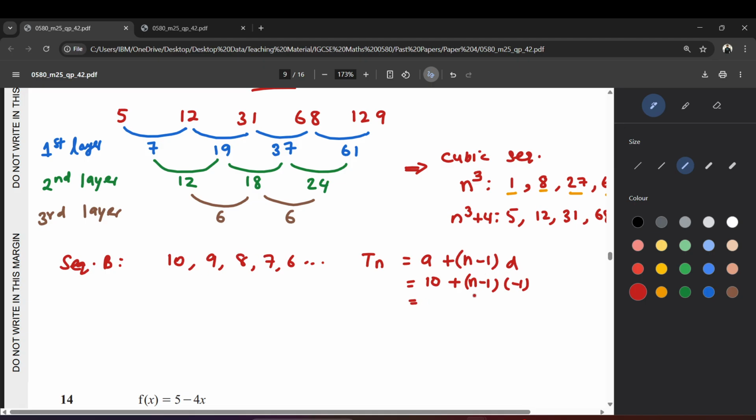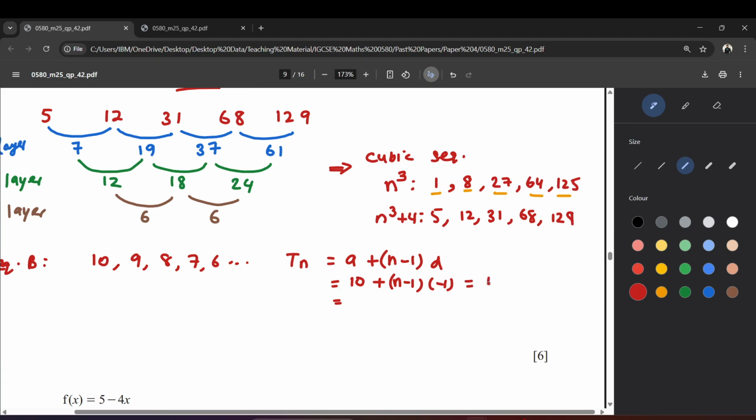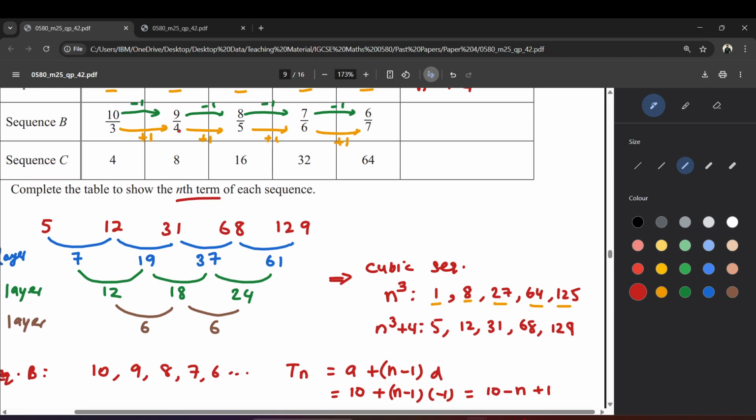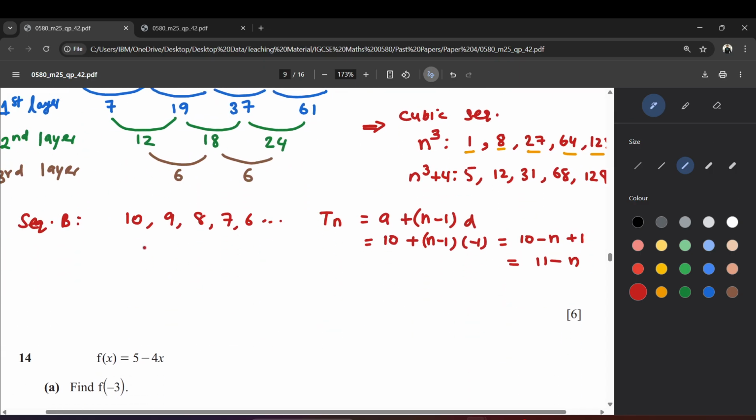So if I work this out, that will be 10 minus 1 times n, that is minus n, minus 1 times minus 1, that is plus 1. So therefore this becomes 11 minus n. Okay, that is the numerator part of the sequence. What about the denominator part of the sequence? So that was 3, 4, 5, 6, 7.